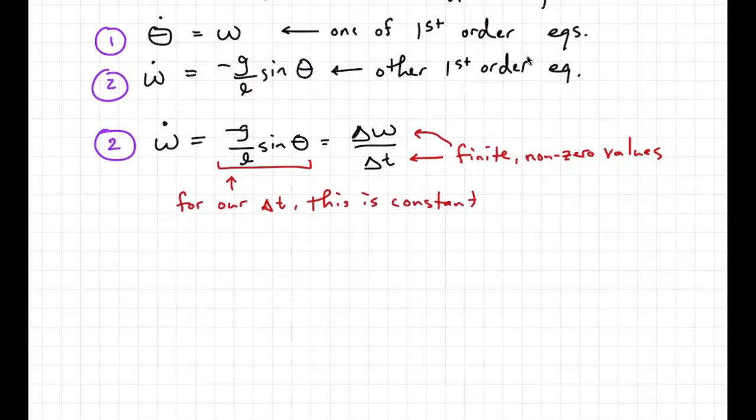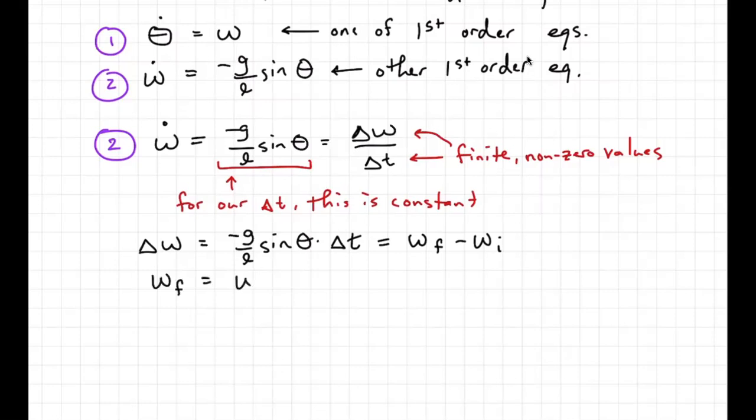Because I can rearrange some stuff here. If I rearrange, I can see that the change in omega is just minus g over L sine theta times delta t. But delta omega is just whatever the final omega is at the end of this time minus the initial omega at the beginning of this time. So I can write that at the end of this time, the final value of omega is omega I plus the change in omega, which is minus g over L sine theta times delta t. That's something that we can work with.